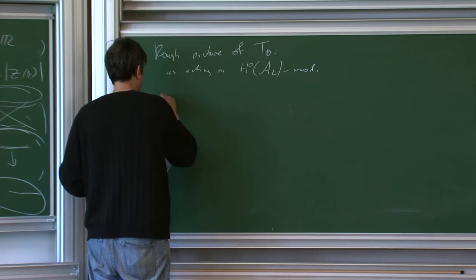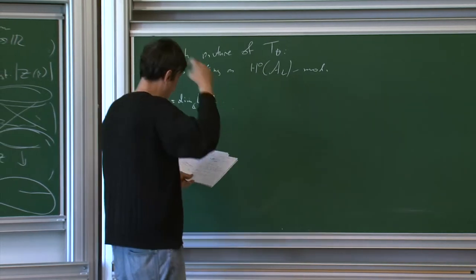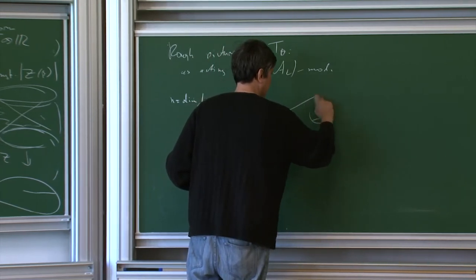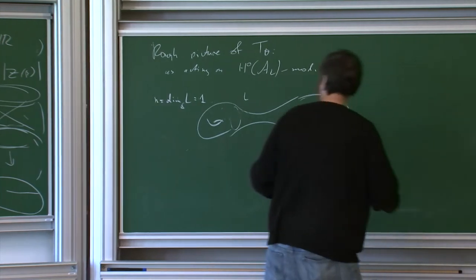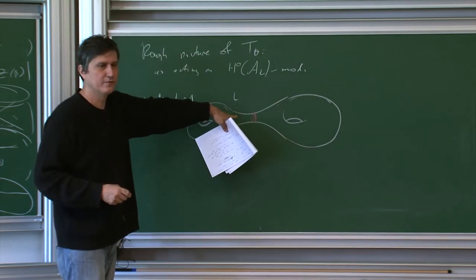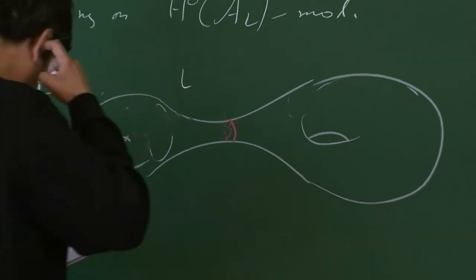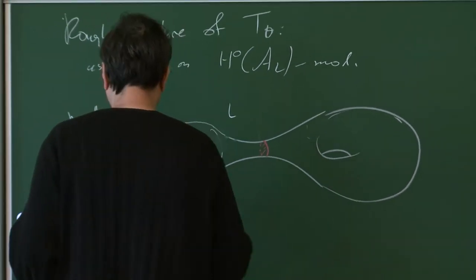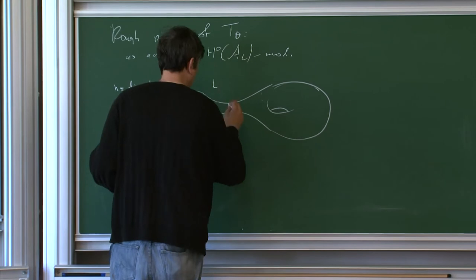And I'll draw the picture in the case of dimension 1, which means dimension of L is 1. So L is a complex curve. So it's some curve, whatever. And suppose I have this red pseudo-holomorphic disk with boundary on L for a certain argument theta. Then it gives an automorphism of the group ring of the fundamental group, depending on a small parameter.